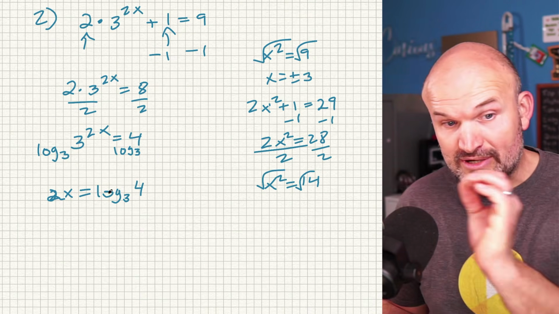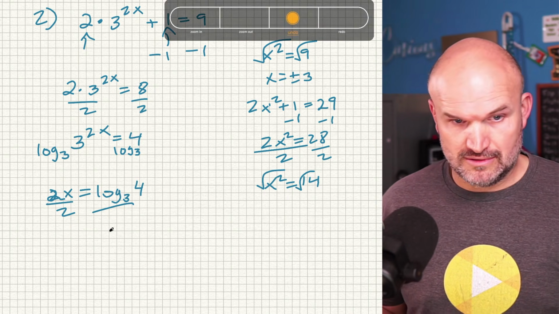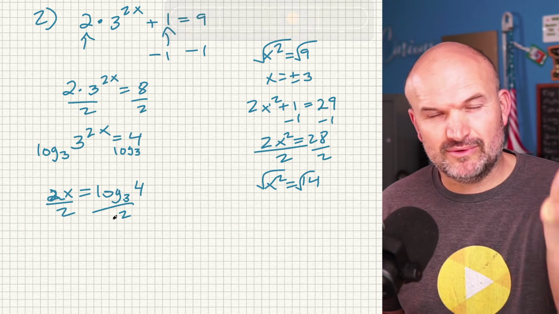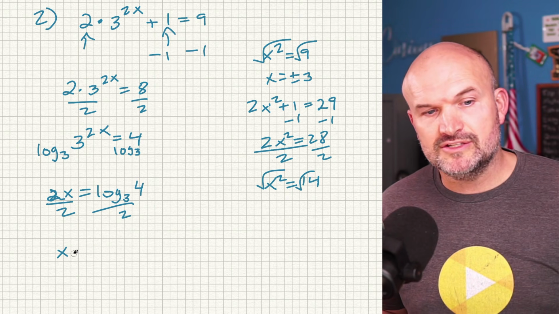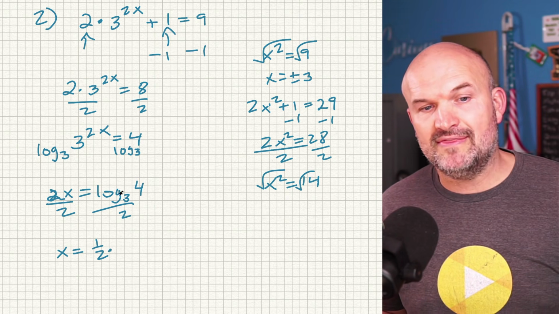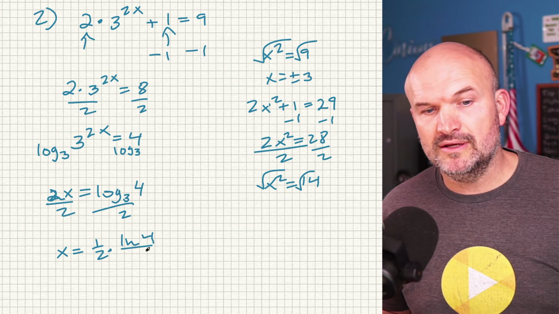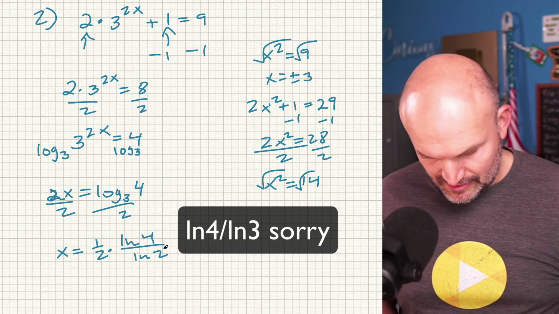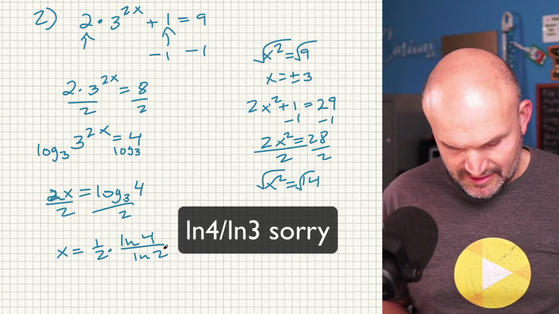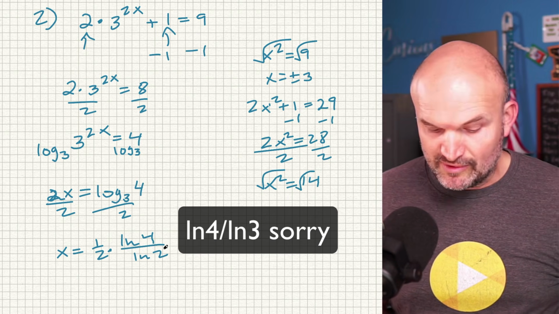Now, again, I can rewrite this or divide by 2 to isolate my x. Okay, now I don't really want to rewrite this as divided by 2. I'm going to rewrite this as multiplying by 1/2. So x equals 1/2, and then I'm going to use the change of base formula, and I'll just do this as ln of 4 divided by ln of 3. So let's go ahead and figure out what this would be. So ln of 4 divided by ln of 3. And then I'm going to multiply that by 0.5 or 1/2.